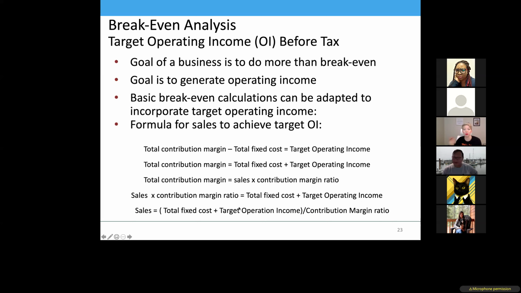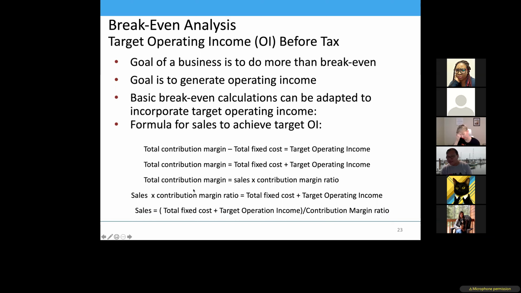I have a question about the textbook, actually. On page 613, the second bullet point under target operating income after tax says management can calculate the operating income after taxes by subtracting the tax amount from operating income before taxes. And I can't figure out how that is right. Yeah, I can show you.